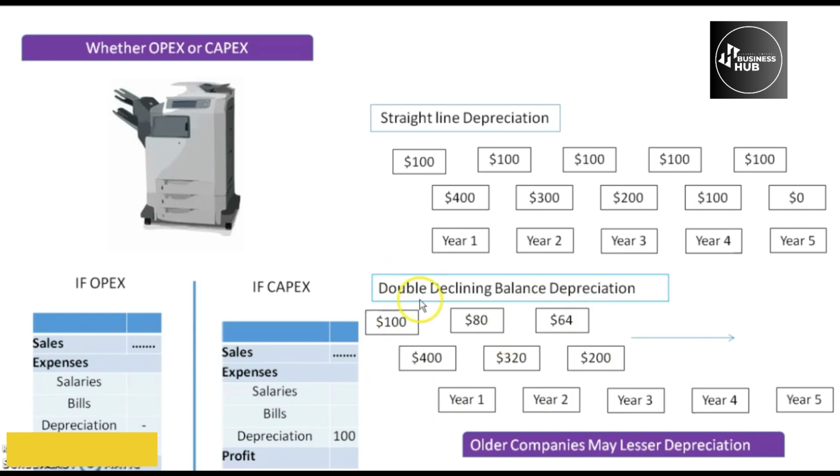So in this particular case, higher depreciation will be faced by the company in the beginning years, whereas lesser depreciation will be faced by it during the subsequent years. So if a company is using double declining balance depreciation, then older companies will have lesser expense towards depreciation, and because of that they'll have better profit margins when their asset investment is far away.